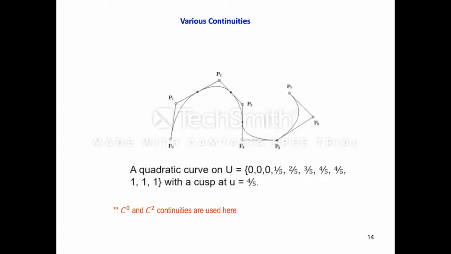In the following example, we are going to discuss a quadratic curve on parametric values of u as given, with a cusp at u equal to 4/5. A cusp is a point of transition between two different states or a pointed end where two curves meet. In the following example, we use both C0 and C2 continuities.